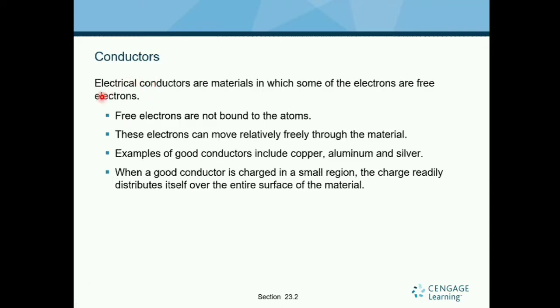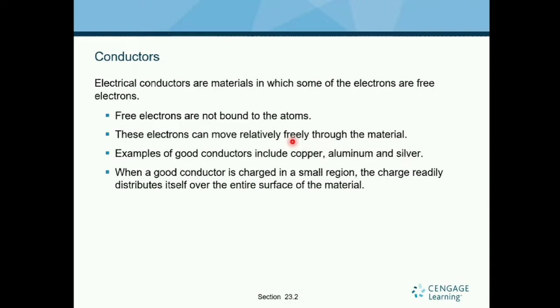And then there is a concept called a conductor. Electrical conductors are the materials in which some of the electrons are free electrons. Whenever you have a material which is a conductor, there are some electrons that are free electrons. The free electrons are not bound to the atoms. These electrons can move relatively freely through the material.